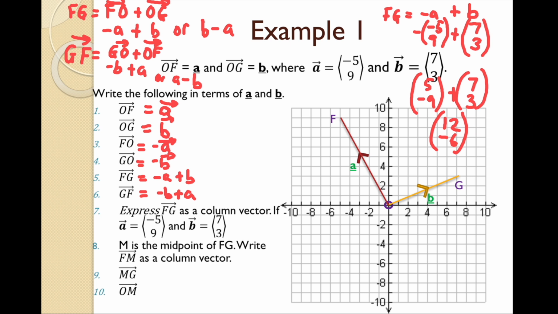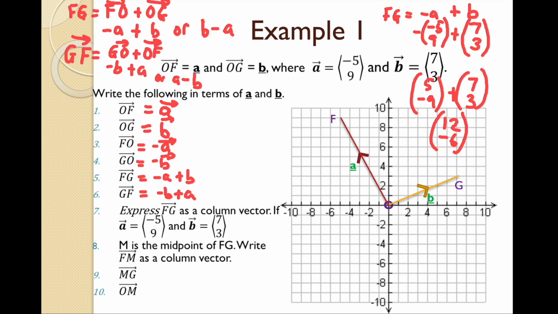It says M is the midpoint of FG. Write FM as a column vector. So I'll say that again. M is the midpoint of FG.